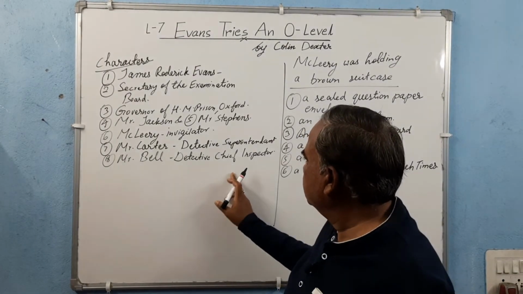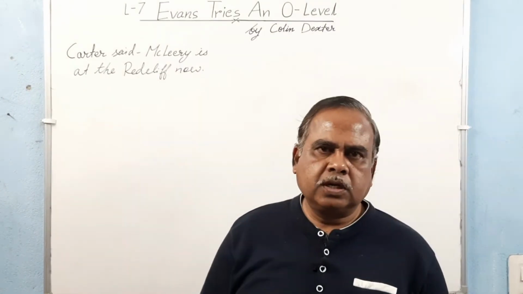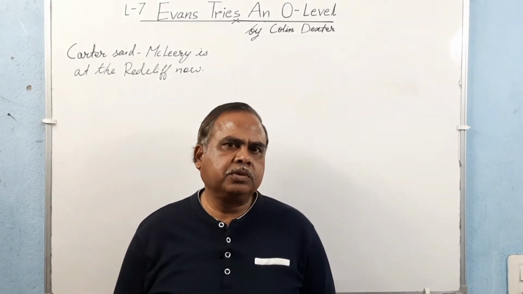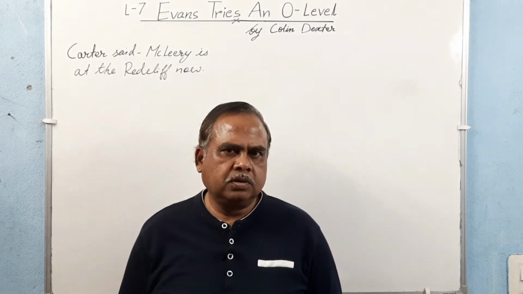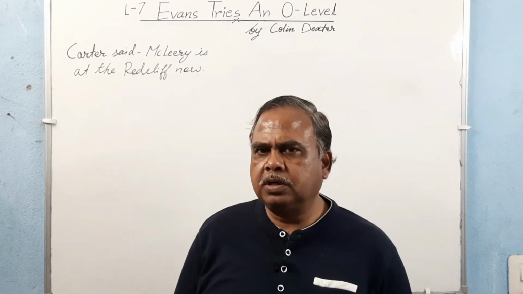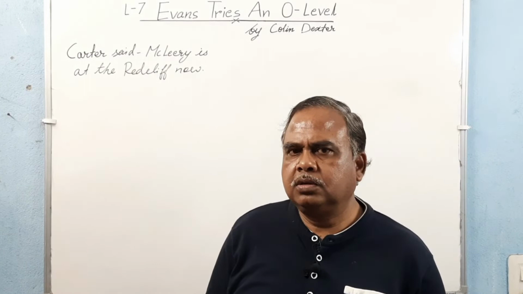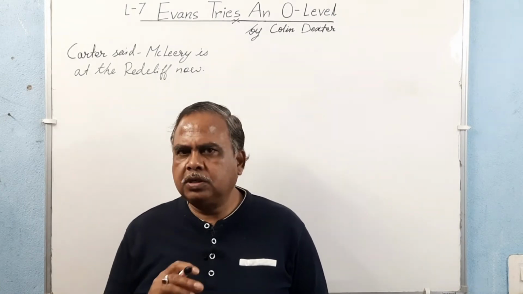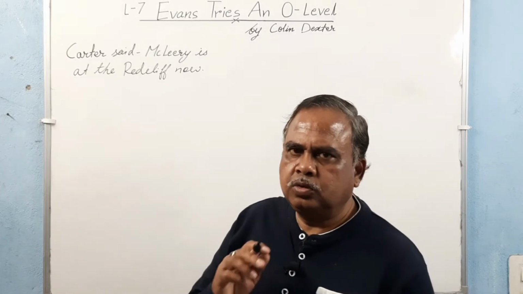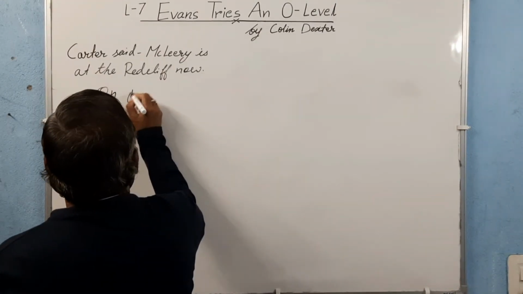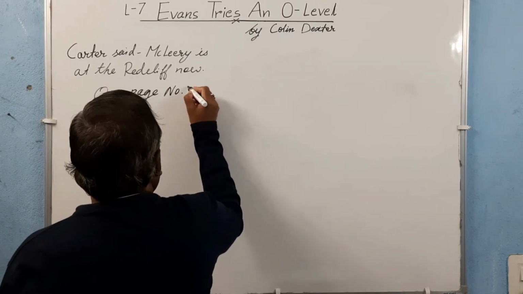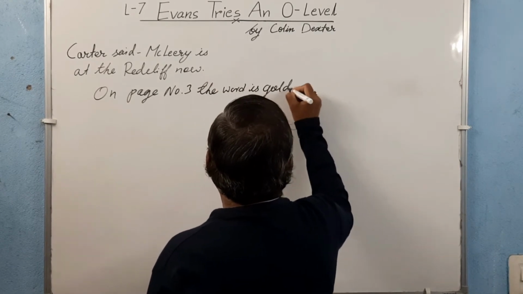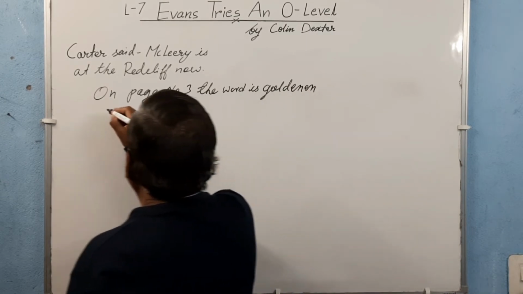At around 9:40 am, the phone bell rang and it was the assistant secretary of the examination board. He said that one correction slip had been left to be put inside the question paper envelope, and the governor said that he would send this envelope to Mr. Jackson in D wing. McLeery ने कहा, stop Evans, do the following correction. On page number 3, the word is goldenin, not golden.